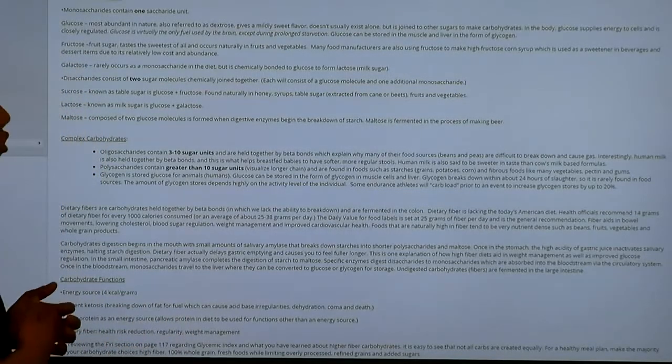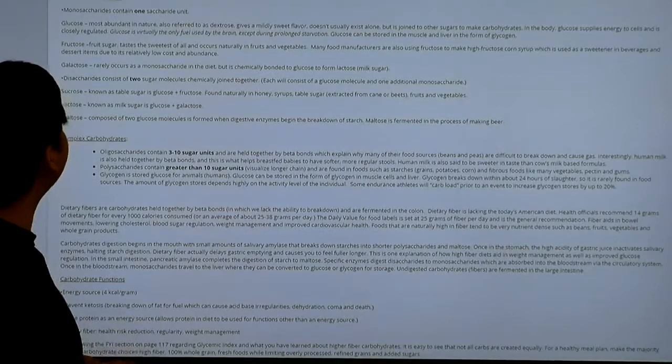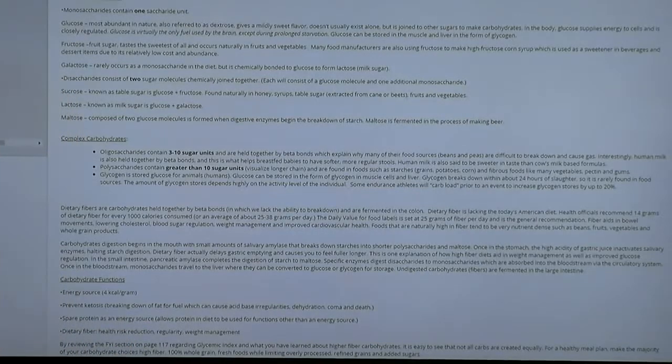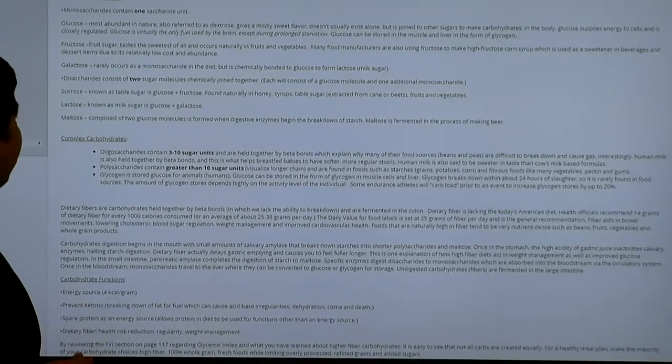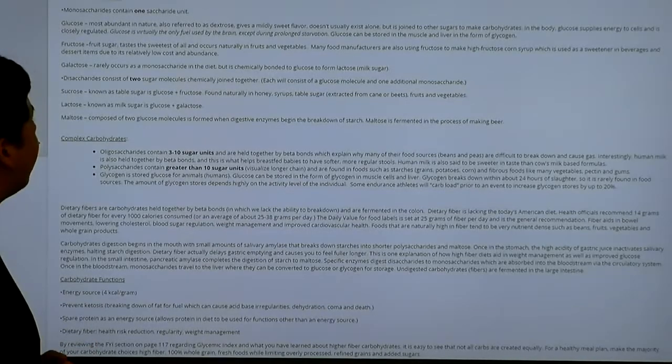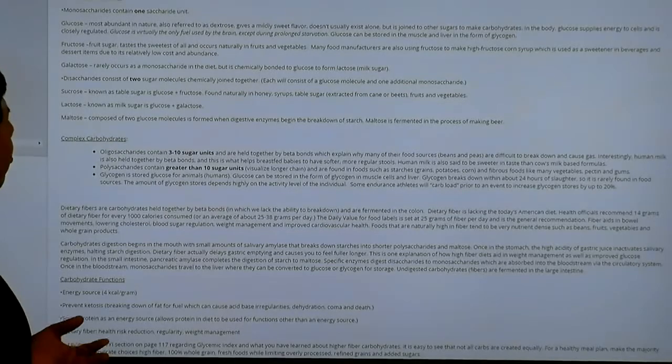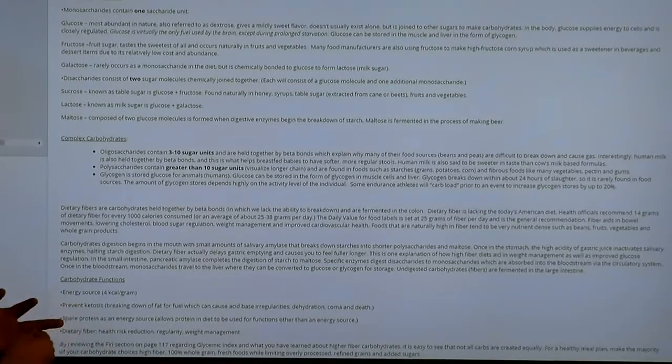In the body, glucose supplies energy to cells and is closely regulated. Glucose is virtually the only fuel used by the brain, except during prolonged starvation. Glucose can be stored in the muscle and liver in the form of glycogen.